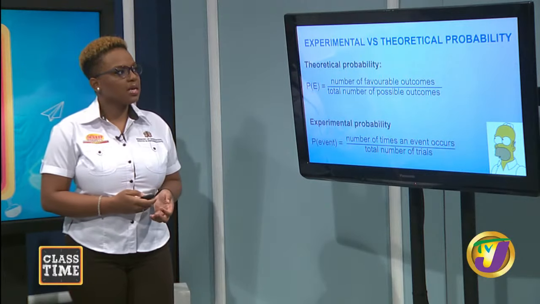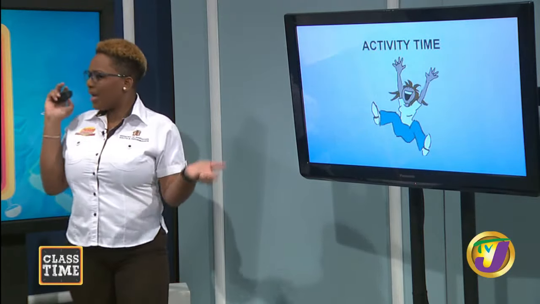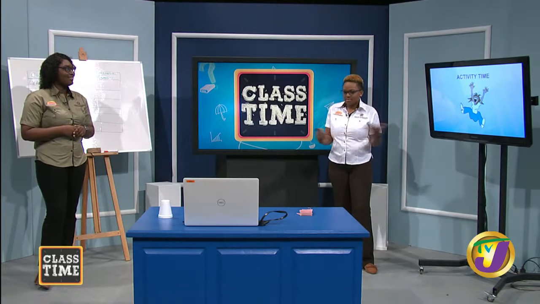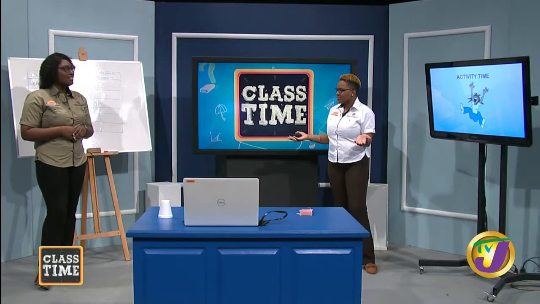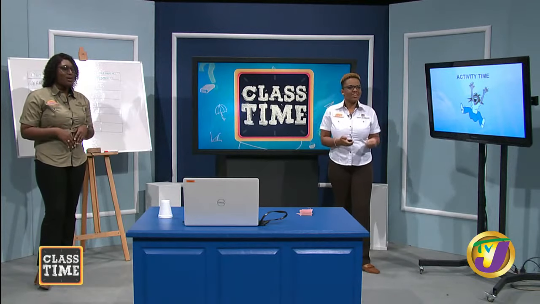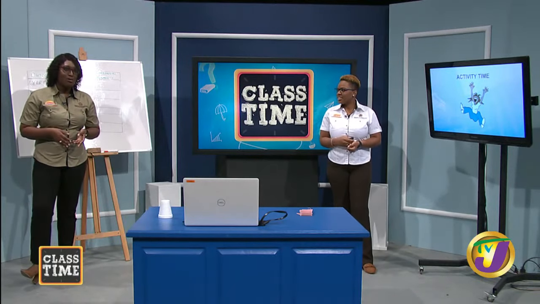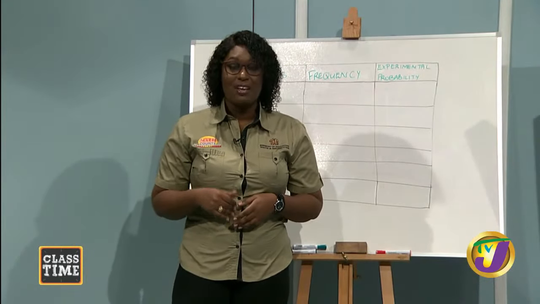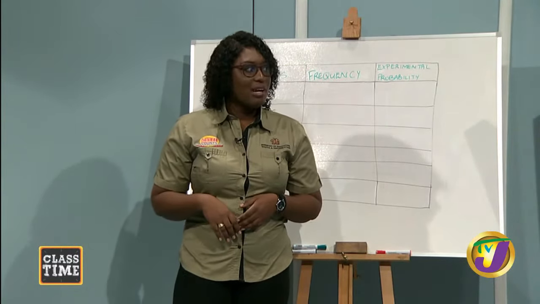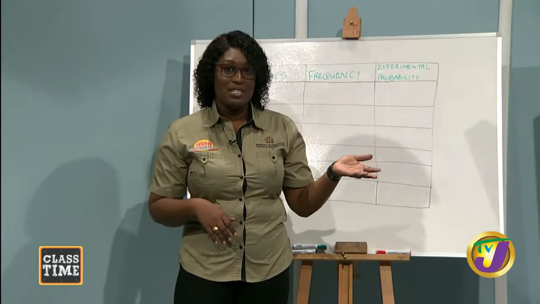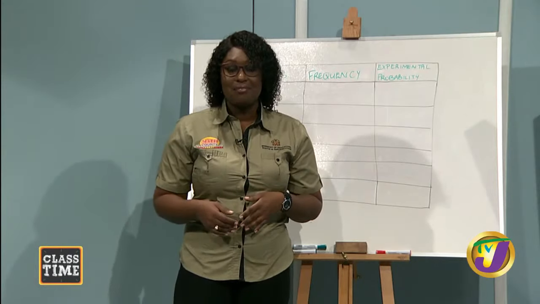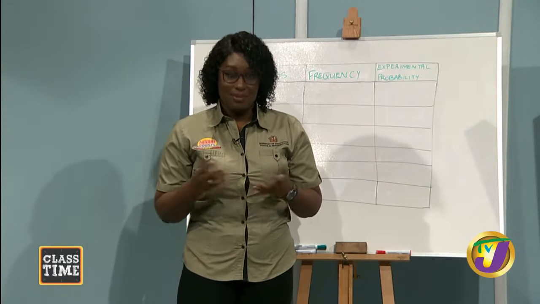Nice. What better way to determine these kinds of probability than doing the experiment? So let's get into action. We're going to carry out a few experiments now to determine the experimental probability and see how that checks out when we look at theory. We're going to look at what theoretically is supposed to happen, and then carry out a series of experiments and see exactly what we get.